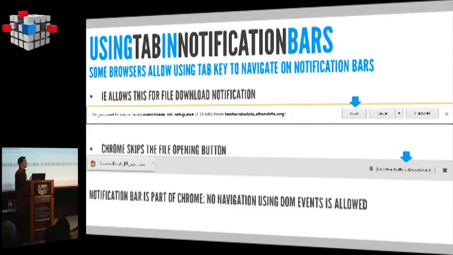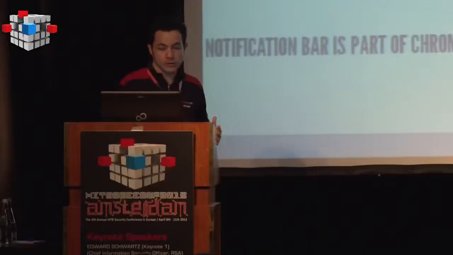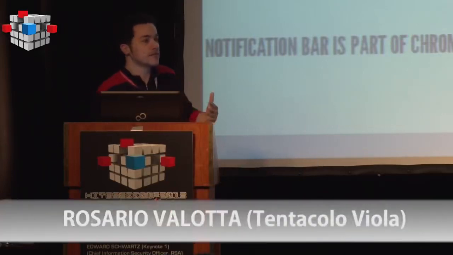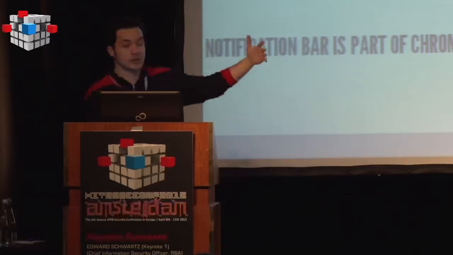A third problem, using tab in notification bars. Some browsers allow using the tab key in order to navigate among the different options, different buttons provided in the notification bar. For instance, the file downloading notification bar again. Internet Explorer allows you to press tab to switch between the Run, Save, Cancel options. Google Chrome is a little more secure because in this navigation process it skips the file opening button. As I said before, the notification bar is part of Chrome, so no interaction is provided using JavaScript. You can't generate fake events in order to simulate navigation among buttons.